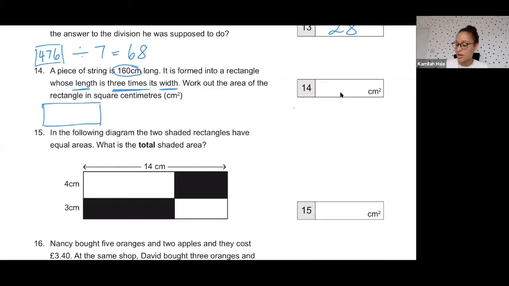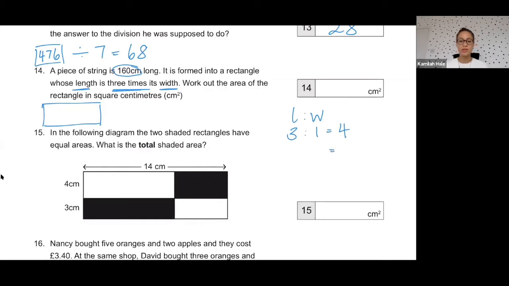So in ratio, we'd have length to width, 3 to 1, like we said. But you see how this is just one length and one width that we have. So I need just one length and one width from this rectangle, which will be half of 160. So half of 160 is 80. In my ratio, I've got 3 to 1. So the first row adds up to 4.